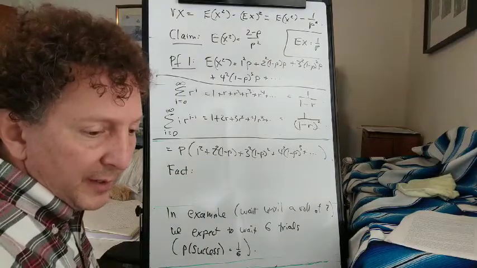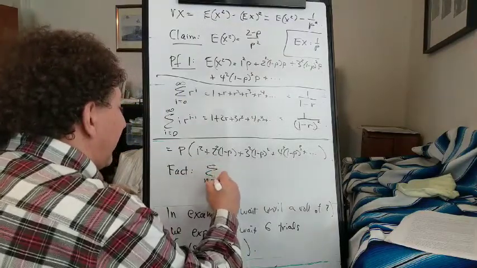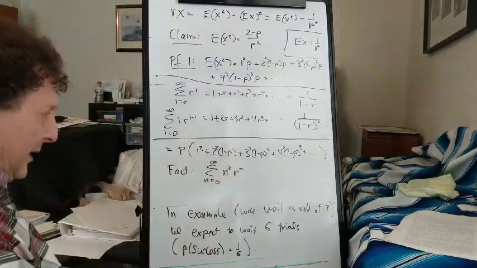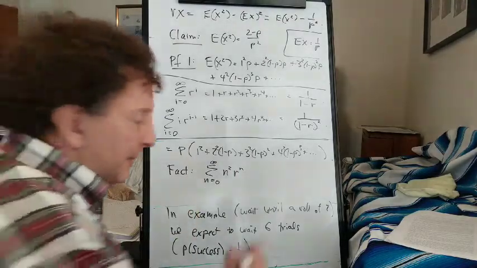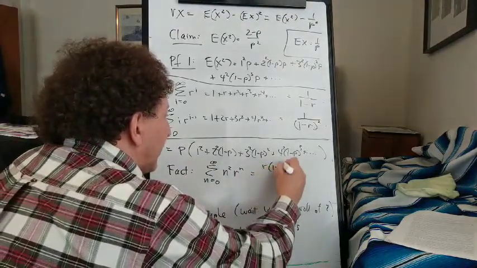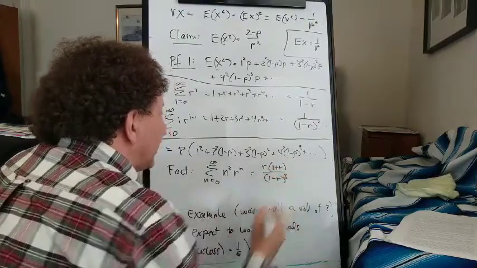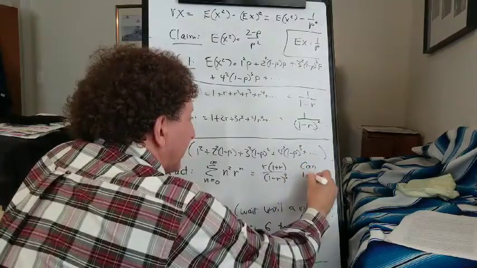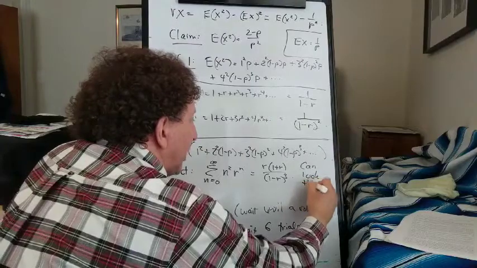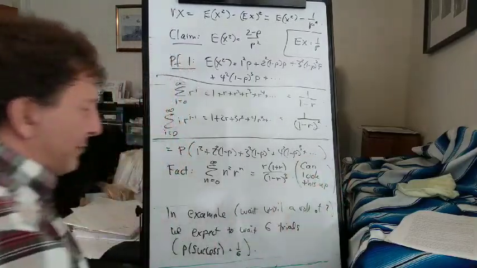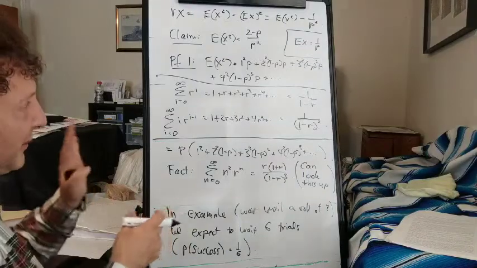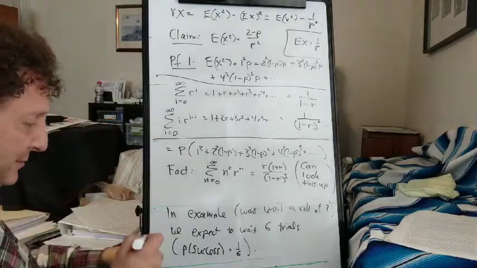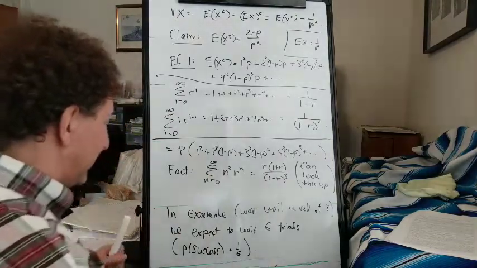But it turns out that if we sum n squared r to the n, as n goes from 0 to infinity, that equals r times (1 plus r) over (1 minus r) cubed. So this is something that we could look up, but we don't have memorized. So for that reason, I think this proof is a little bit imperfect because it uses a fact that we couldn't find easily, well, unless we look it up on the internet or something.